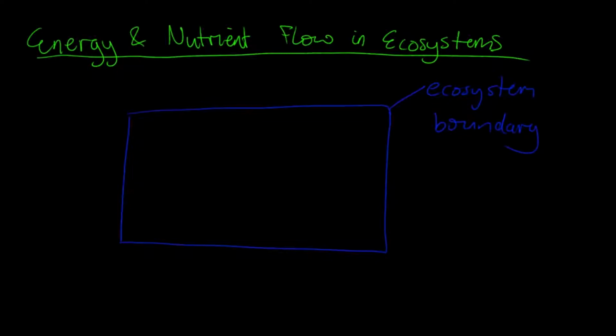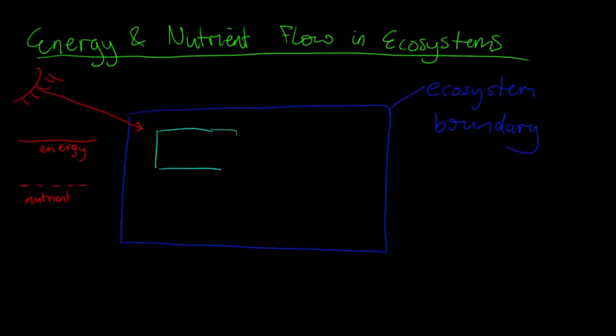Use red for heat coming from the sun, energy coming into the ecosystem from the sun. I'll use a solid line to show energy, and I'll use a dotted red line to show nutrient flow. And we'll study and look at the energy flow first, and then the nutrient flow. What is within an ecosystem? That's what these little squares represent.